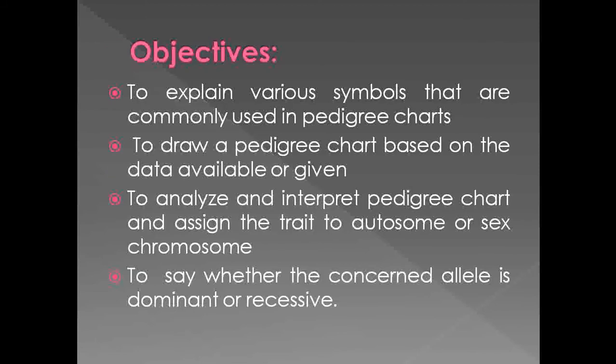Then moving to the next, the objectives. First we see the objectives of pedigree analysis. This pedigree analysis is very useful to explain the different symbols that are commonly used in pedigree charts. It is useful to draw pedigree charts based on the data available, whatever data is given to you, to analyze or interpret the pedigree chart and assign the trait to the autosome or sex chromosome. These pedigree charts are also helpful to determine whether the allele is dominant or recessive.